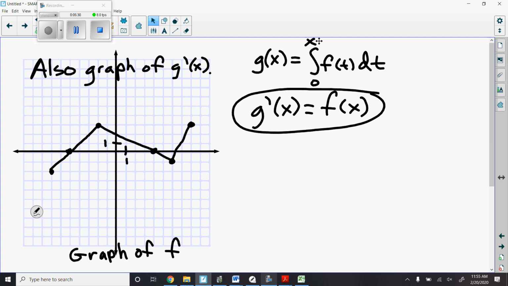They can ask all kinds of questions about g or f or g prime or f prime. I don't know what they're going to actually ask on the exam, but we have to be prepared for any and all of those questions. If you see this setup, which you almost certainly will at some point on the test, the first thing you want to do is take the derivative of g and show that g prime of x equals f of x. Then go ahead and label your graph as also the graph of g prime.